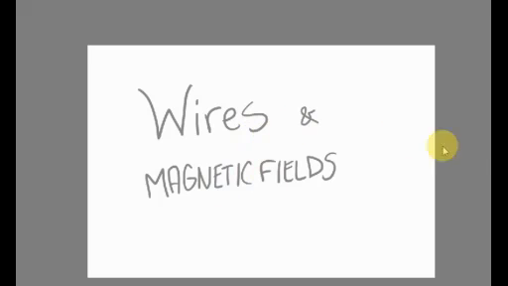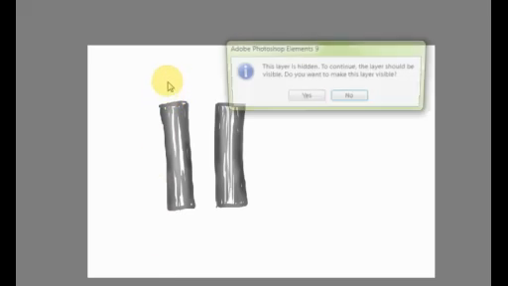Today's topic is wires and magnetic fields. So let's picture a theoretical situation. We have two wires. Each of those wires has an electric current running through it. For this wire, that current is moving in this direction, and for this wire, it is also moving in that direction. That's I1 and I2 for the current.